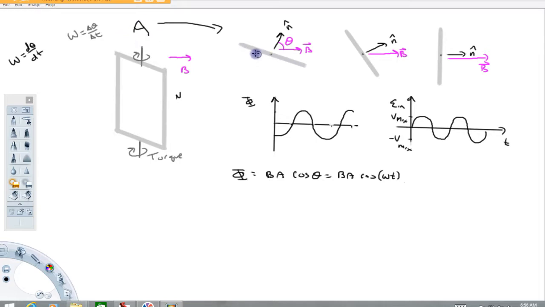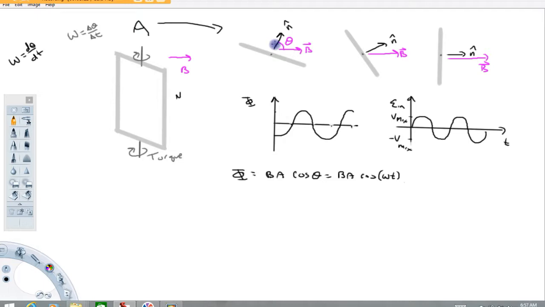Here's the top of this current loop. That's this guy right here. And the normal vector would point roughly like this. Remember that the normal is a vector that is perpendicular to the area of the loop. Right? And this is just a unit vector here. It's just keeping track of a direction for me. Now, there is some angle, theta, between the magnetic field vector and the normal.